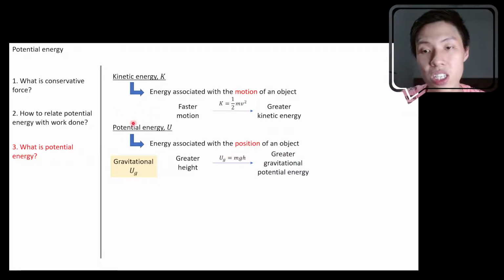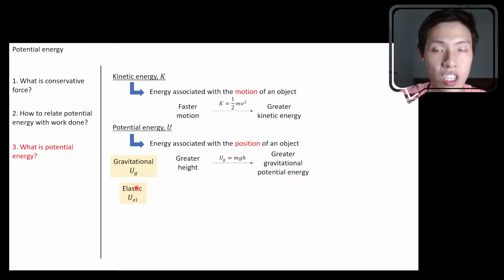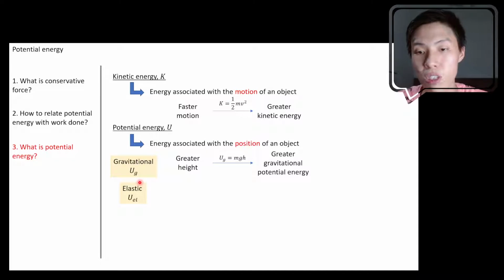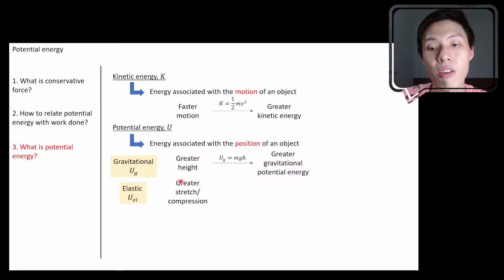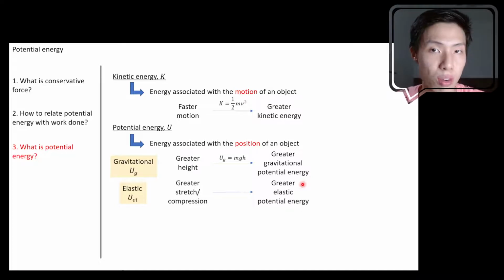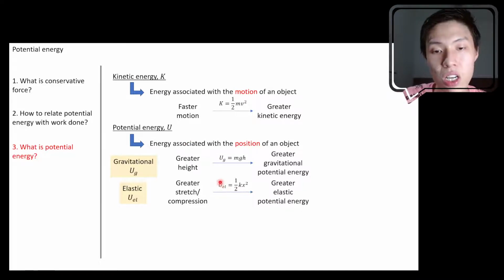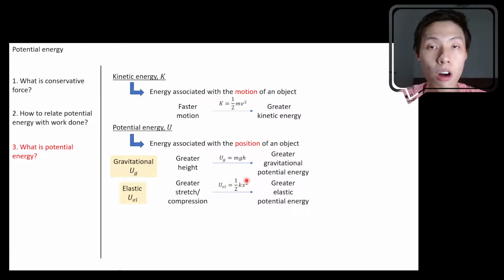Another kind of potential energy that we have is the elastic potential energy. Elastic potential energy is due to the conservative force, which is the restoring force of a spring. For elastic potential energy, if you have a greater stretch or a greater compression of your spring, then you get a greater amount of elastic potential energy stored in the spring. This is expressed in the form of the equation U_elastic equals half kx squared. So elastic potential energy equals half times the spring constant times the amount of stretch or compression squared. You can see the amount of compression directly affects the elastic potential energy.